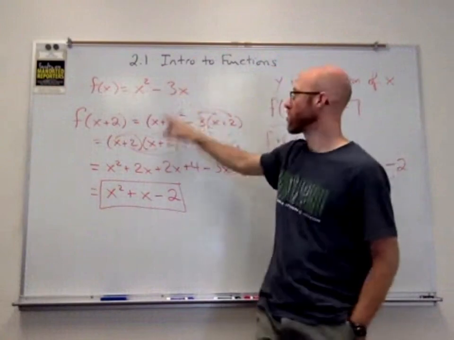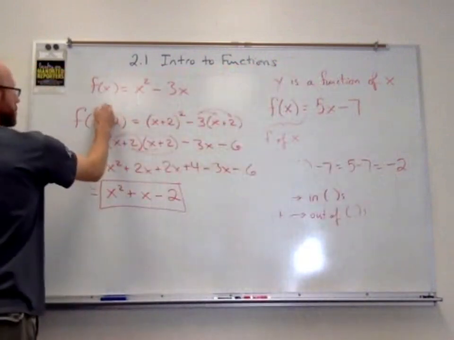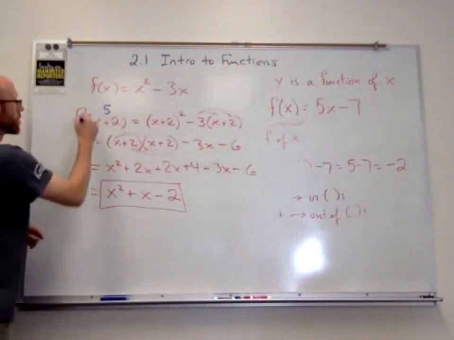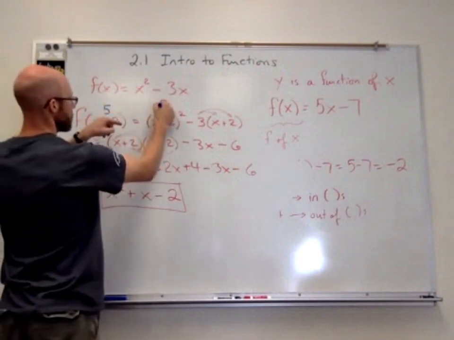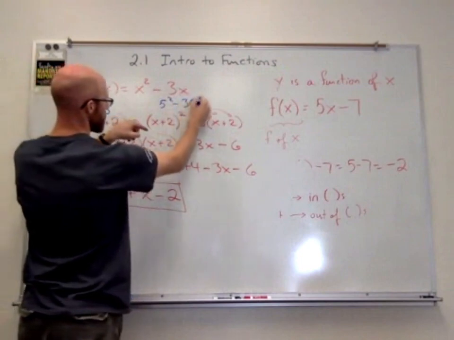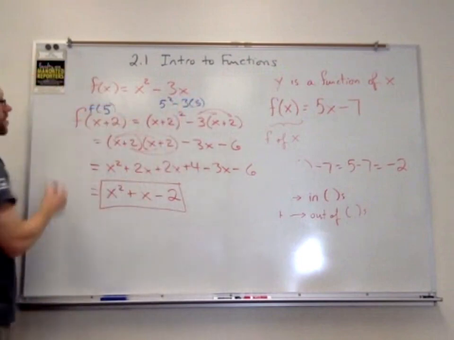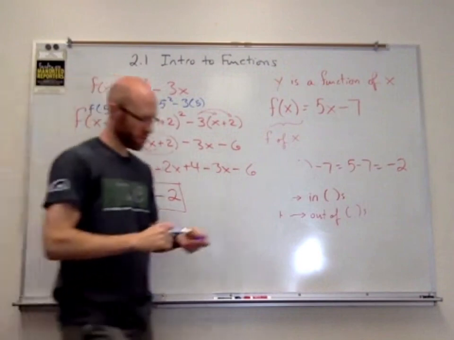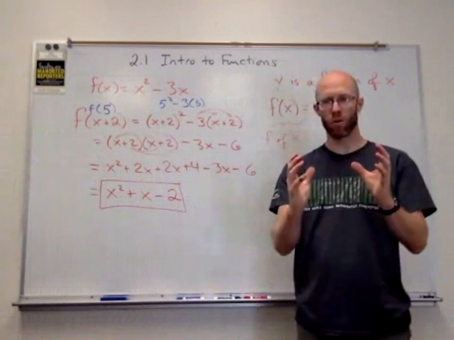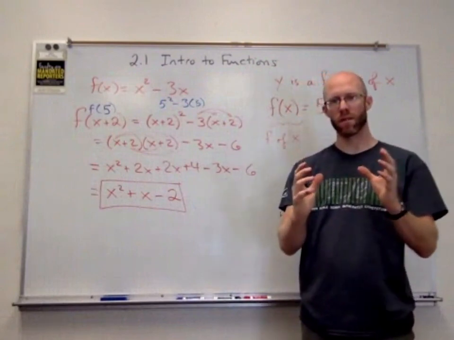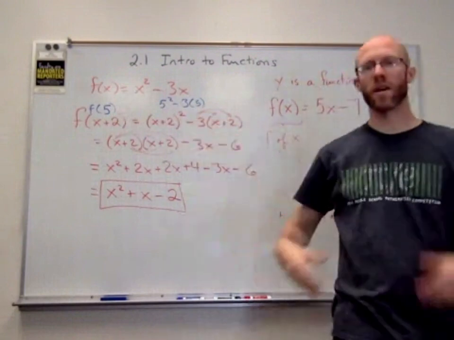Okay? So if this was just a number, like if you wanted to plug in f of 5, for instance, then I would have 5 squared minus 3 times 5. It'd be a lot easier, right, if it was just a number in there. So it just depends on what's being inputted into those parentheses. You just plug it in for the x's, replace the x's with it, and then simplify.